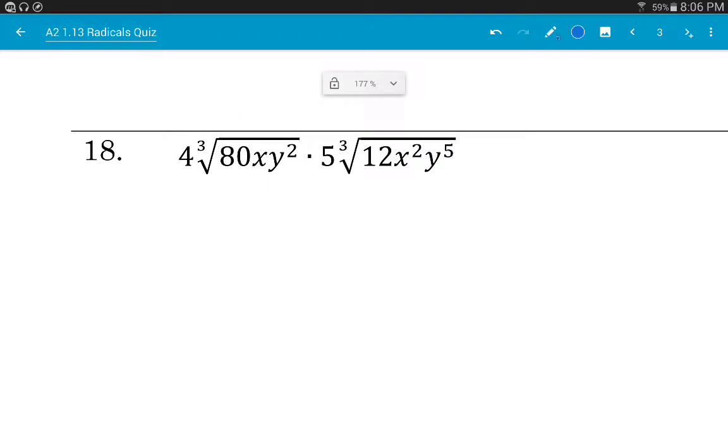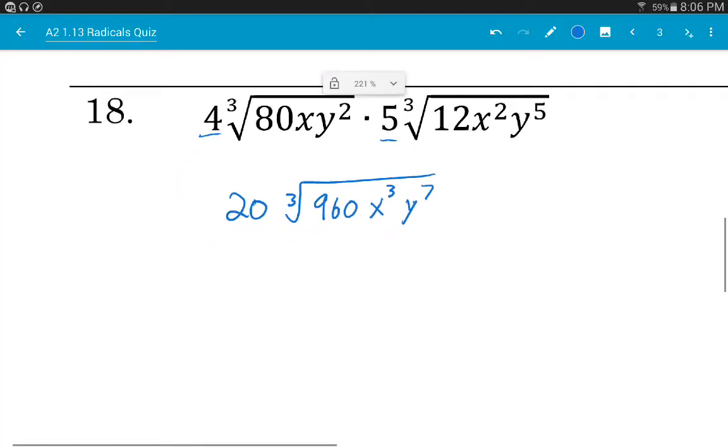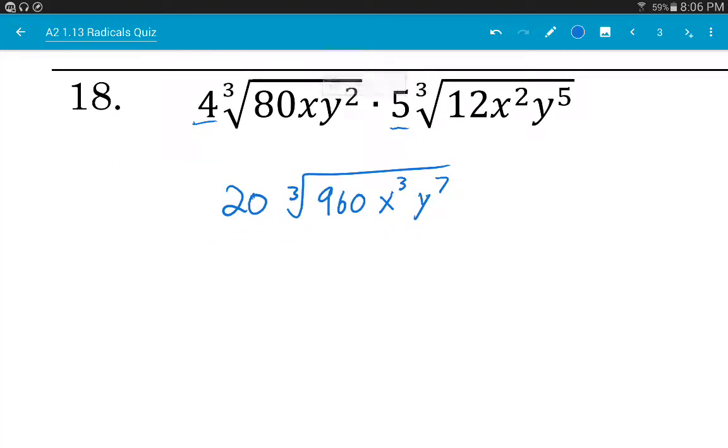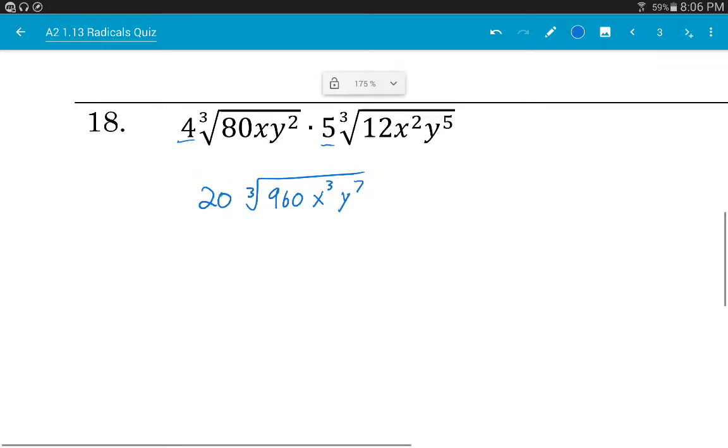Question 18. 4 times 5 is 20. 80 times 12 is going to be 960, so underneath the cube root is 960. X times x squared is x cubed. Y squared times y to the 5th is y to the 7th. Okay. Now I'm going to actually go to the calculator on this one because I'm not sure which perfect cube goes into this off the top of my head.